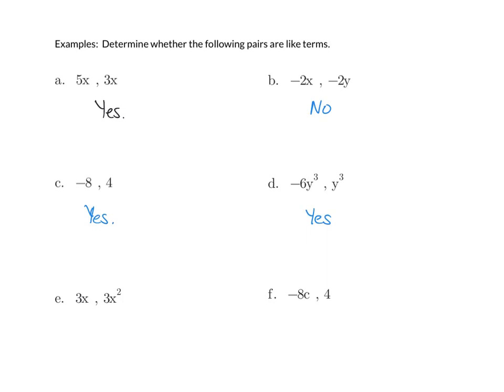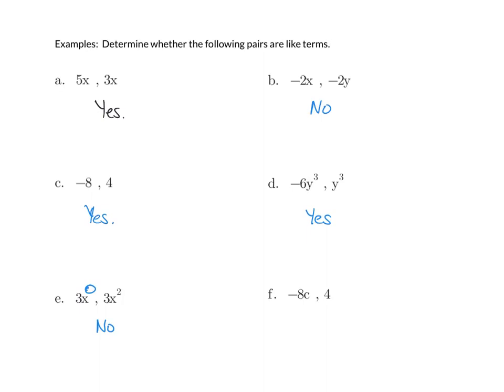Example E, 3x and 3x squared. These are not like terms because one of them is just an x, the other one is an x squared. Not only do your variables have to be the same, your exponents have to be the same. And since one term does not have a square, then they are not considered like terms.